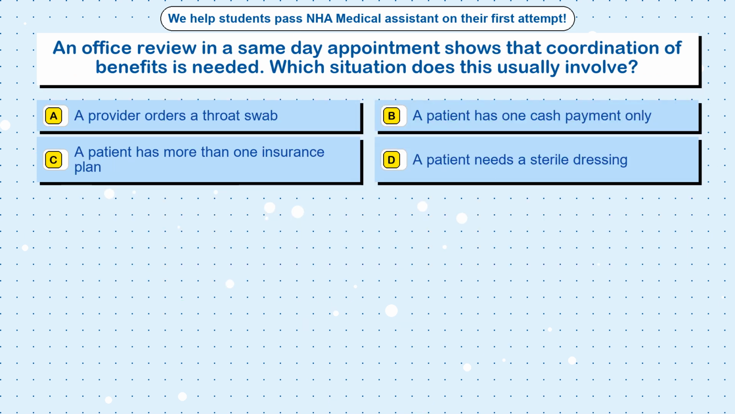Question 61. An office review in a same-day appointment shows that coordination of benefits is needed. Which situation does this usually involve? Option A, a provider orders a throat swab. Option B, a patient has one cash payment only. Option C, a patient has more than one insurance plan. Option D, a patient needs a sterile dressing.